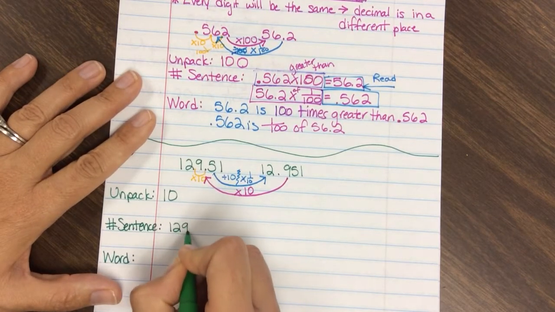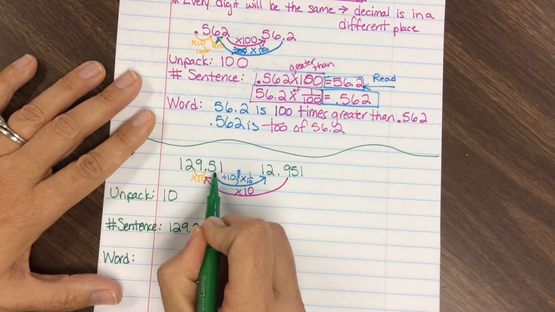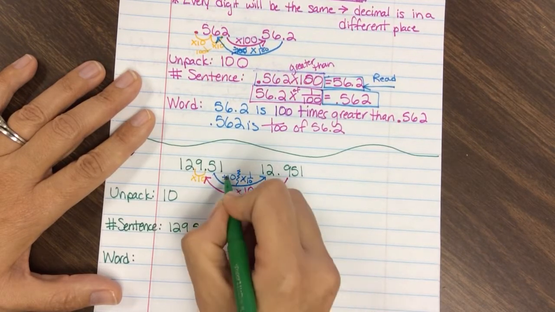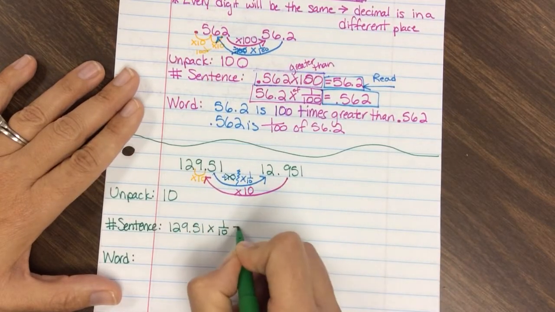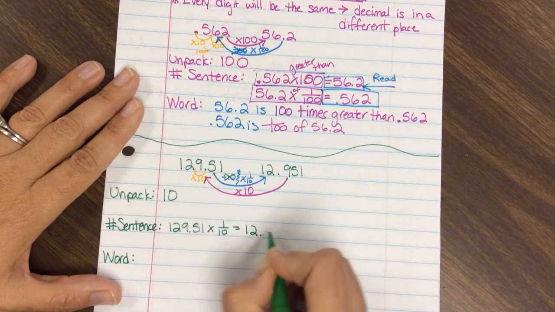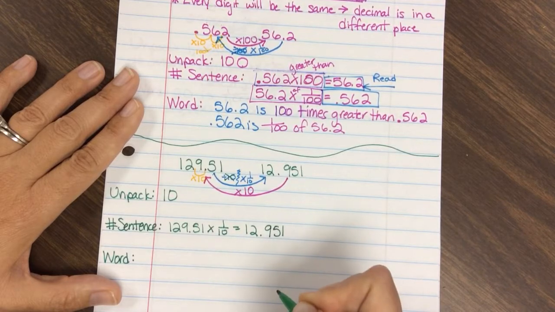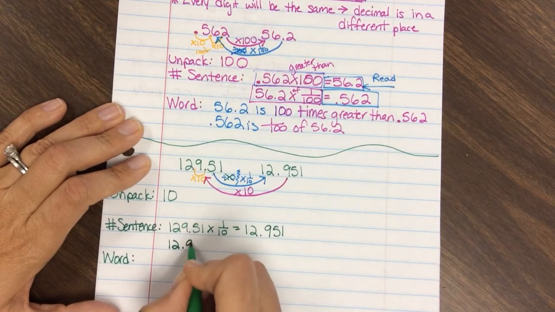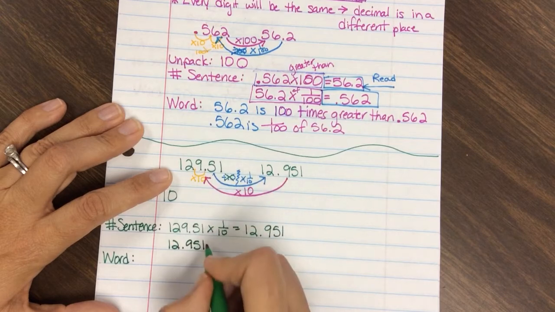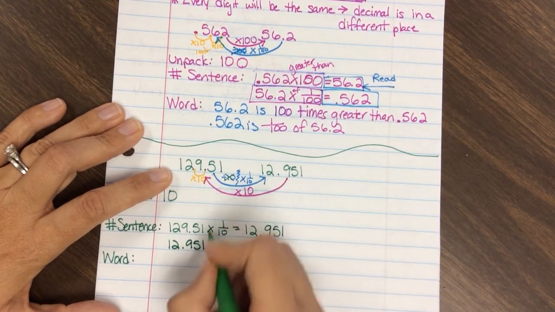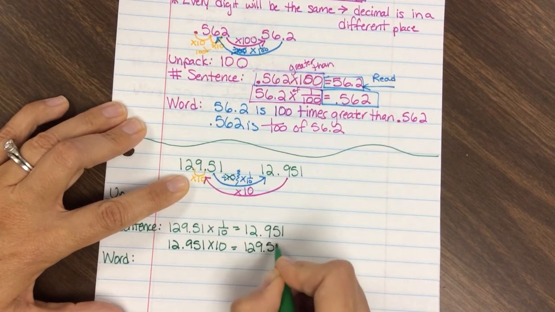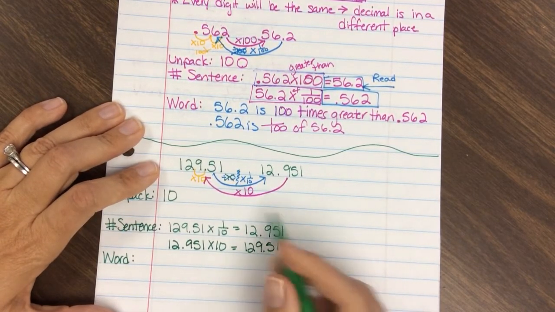I start with 129 and 51/100ths. I multiply it by 1/10, because remember, we're not doing it this way right now. And it should equal this. Come over here. Now I do the other one. Follow this arrow. The difference in my lesson was the arrows. The arrows helped my other students. 12 and 951 thousandths times 10 equals 129 and 51/100ths. How did you do?